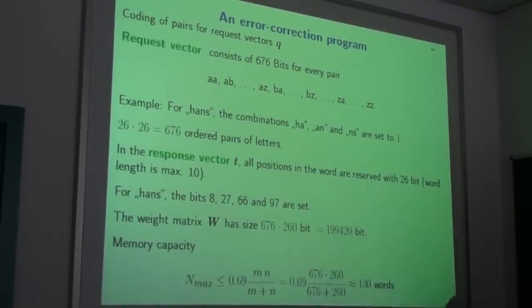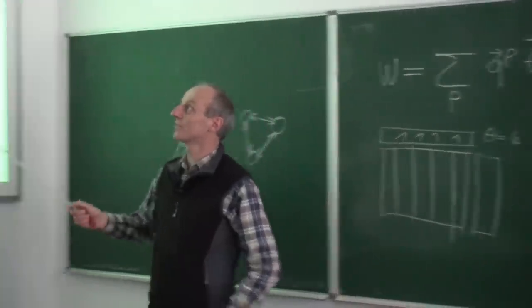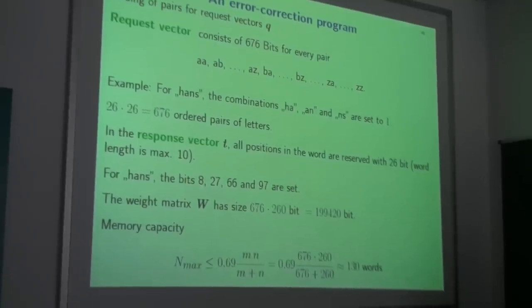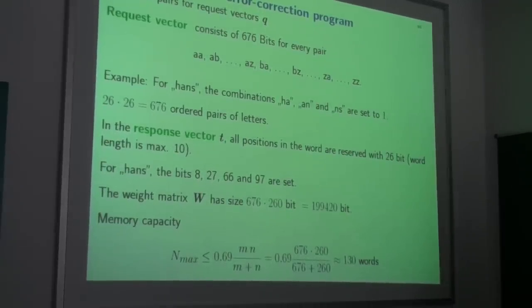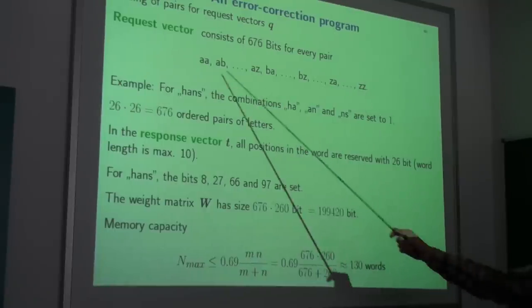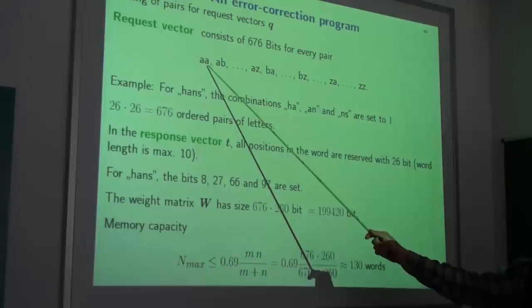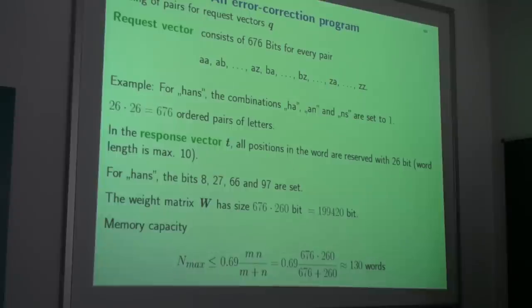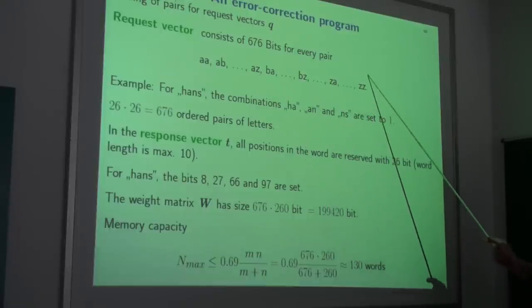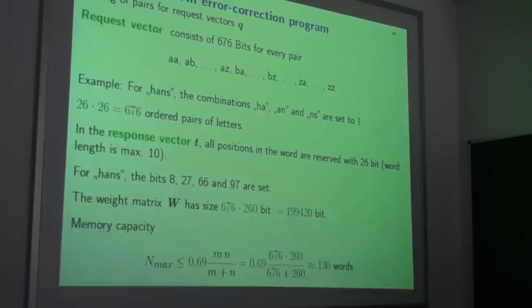So the request vector, this input vector, has a length of 676 bits, which is quite long. Why? Because of the encoding of our input, we used quite a smart encoding. These are all the input values, and they are all the pairs that I can construct from the 26 characters in the alphabet, from AA up to AZ, then BA to BZ, up to finally ZZ. And these are 676, which is 26 squared.